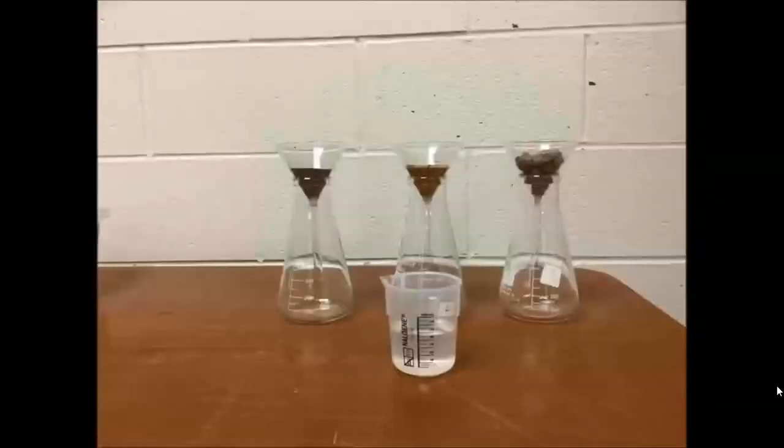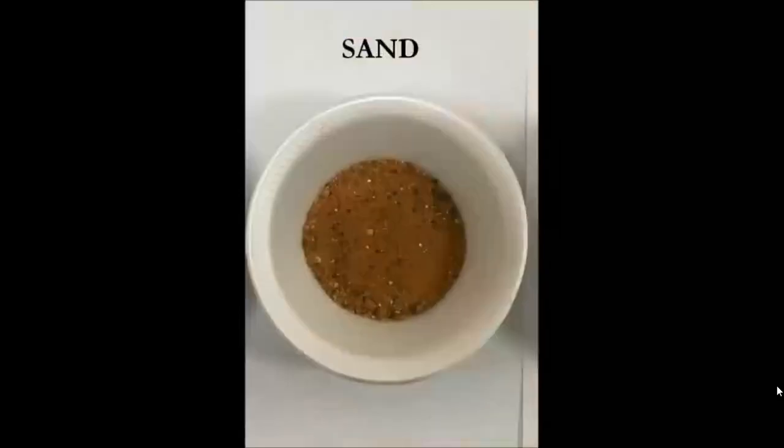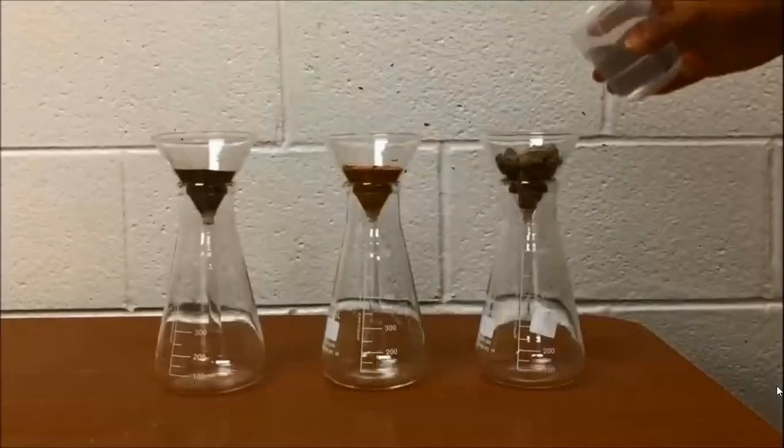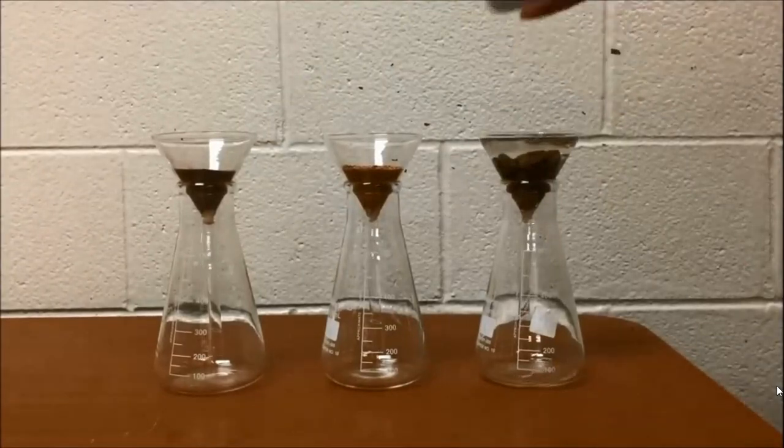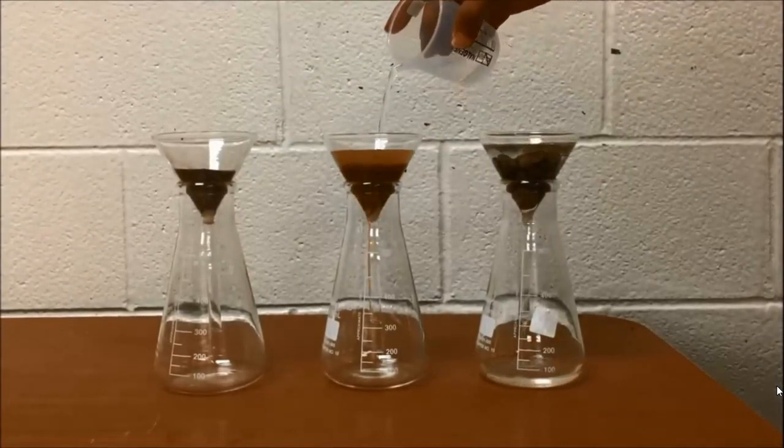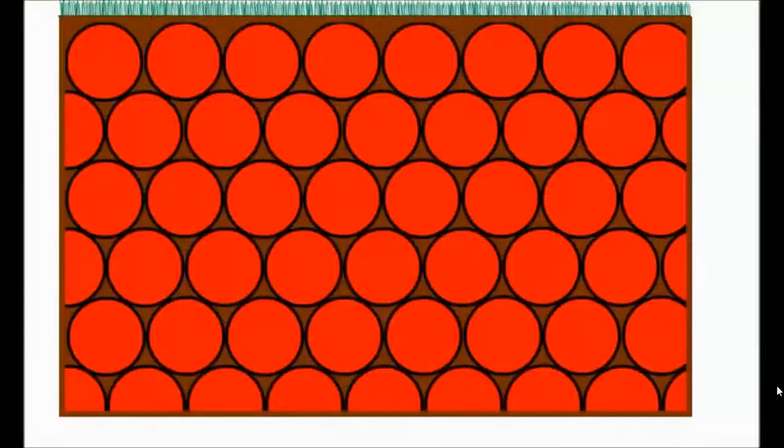3 types of soil samples are taken: gravel, sand, and clay. They are placed in funnels, and 100 milliliters of water is poured into each one. We can see that water flows quickly through gravel. This is because gravel has large soil particles and hence higher permeability.